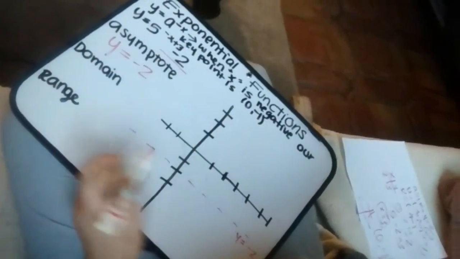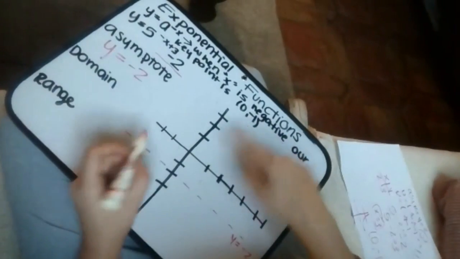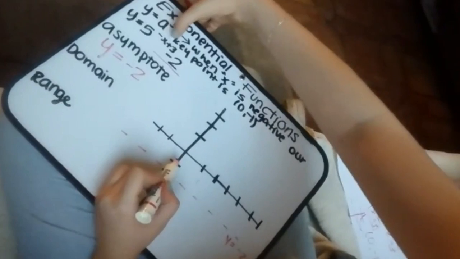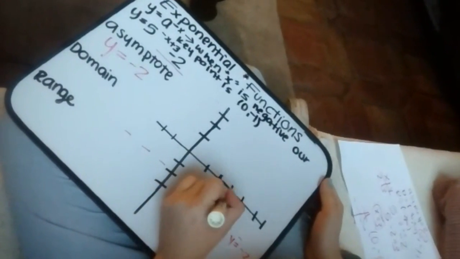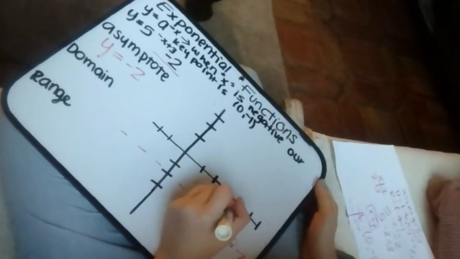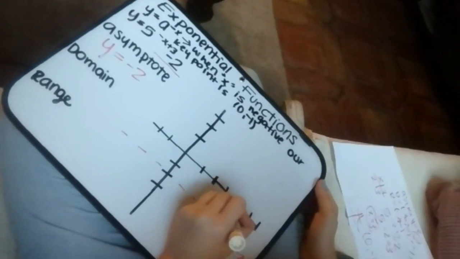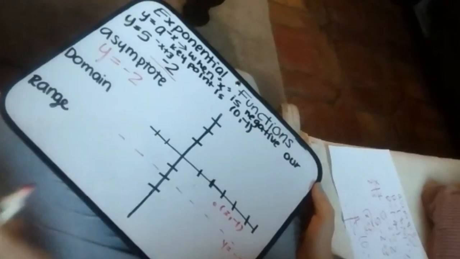Now, as the x is negative, our key point will be (0, negative 1), and we're going to translate 3 units to the right. So 1, 2, and 3. And our key point is (3, negative 1).